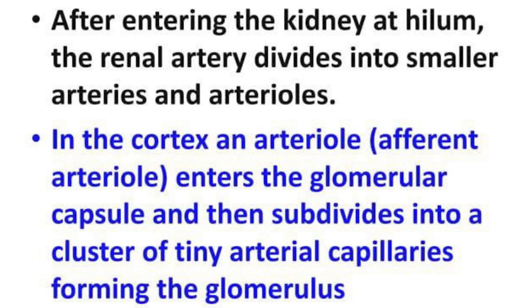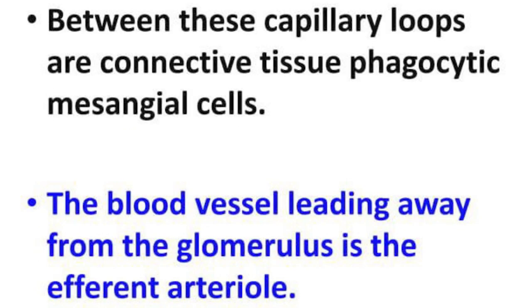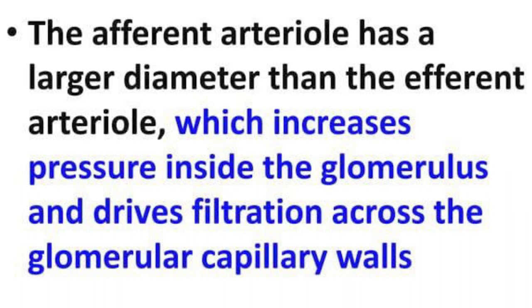After entering the kidney through the hilum part, the renal arteries branch into arterioles and then arteries. This contains the afferent arteriole and then the efferent arteriole. The capillary tissue loops or connective tissue contain cells called mesangial cells. Then the blood vessels contain the glomerulus. The afferent arteriole has a larger diameter compared with the efferent arteriole, so that it increases the pressure. The filtration process is done only in the afferent and efferent arteriole.